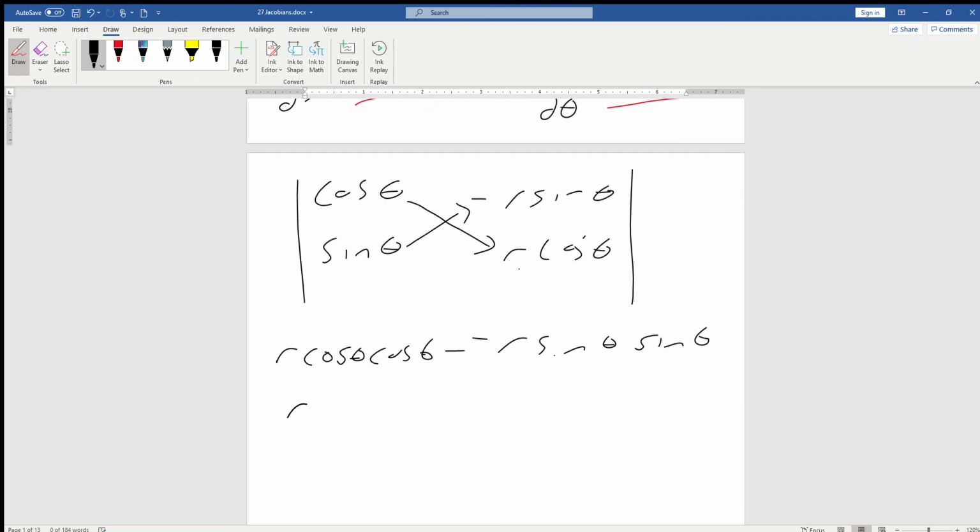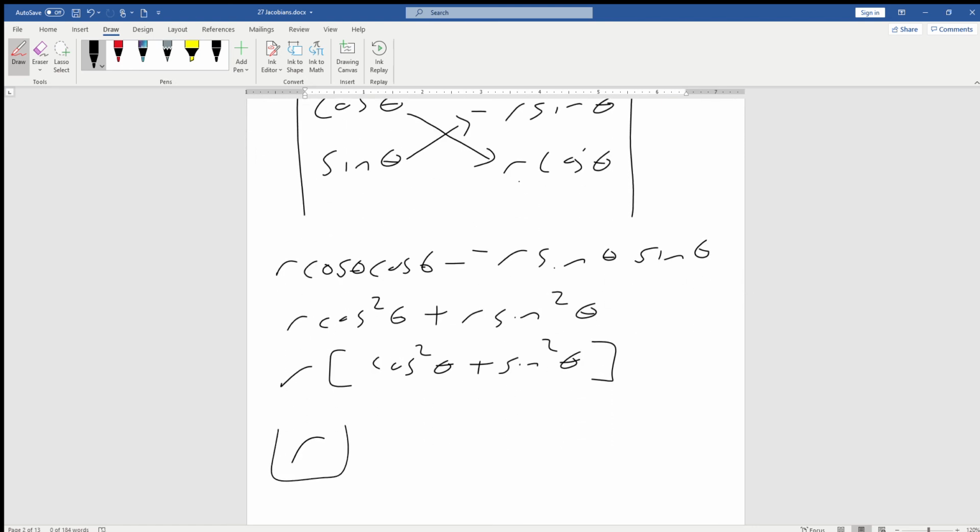Clearly, this just becomes r cos squared theta plus r sine squared theta. We can factor out an r. We get cos squared theta plus sine squared theta, and then we're just left with r. So the Jacobian is just that r. And then, of course, we have the different multipliers dr d theta. So this is another way that we can illustrate that multiplier to go from rectangular coordinates into polar coordinates. So that's just a very elementary example of a Jacobian.